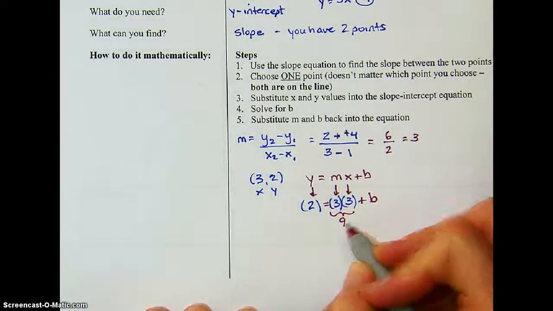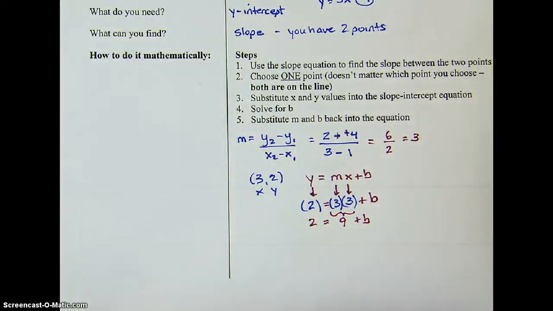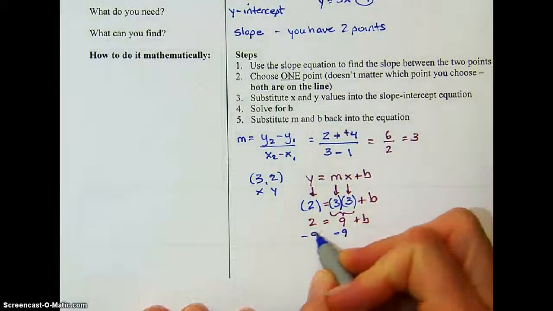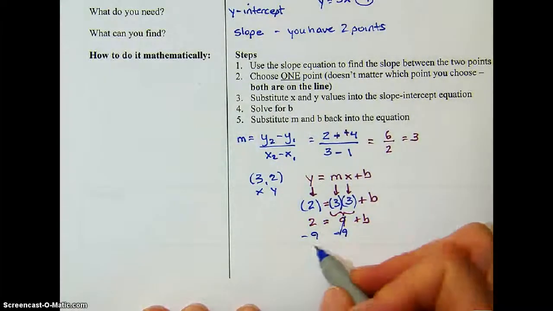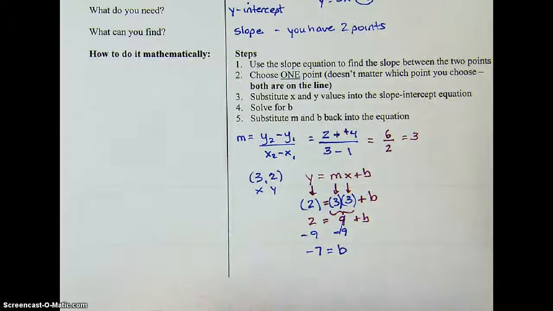3 times 3 is 9 plus b. And now we want to get the b alone, so we're going to balance it. We need to get rid of this 9, so we're going to subtract 9 from both sides, and that crosses out. Now we have negative 7 is equal to b. And hey, that's just what we found on our graph.